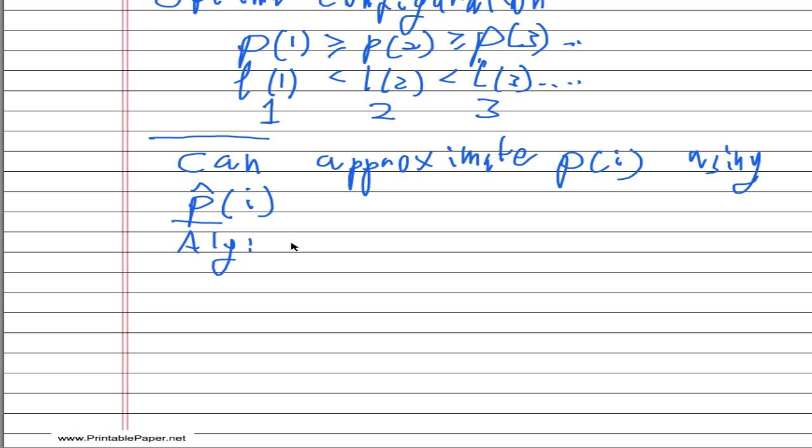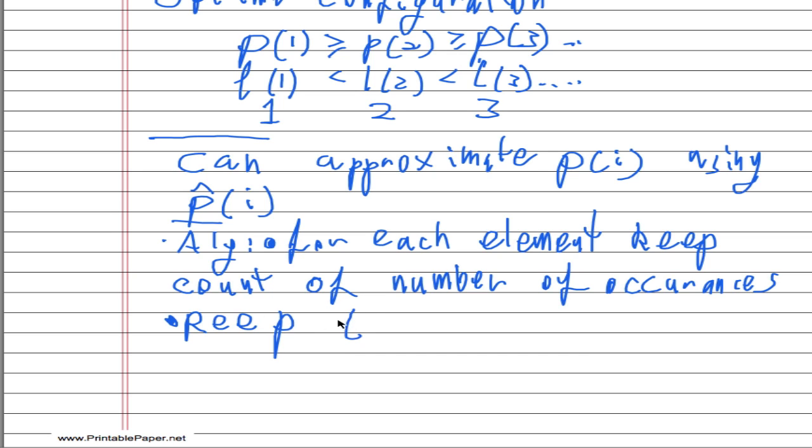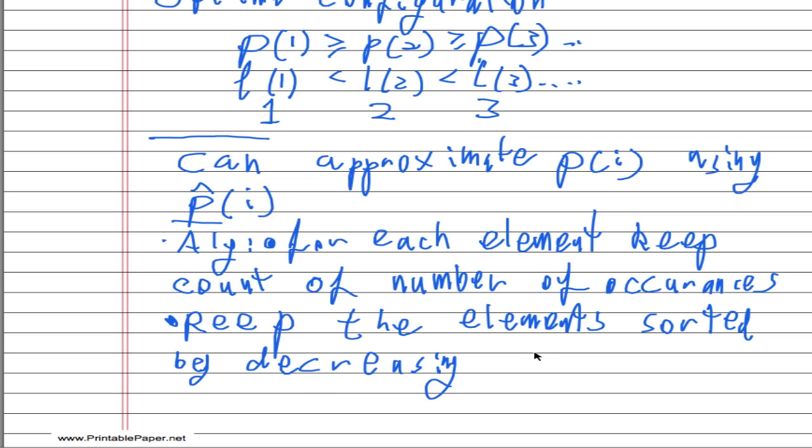The algorithm is: for each element, keep a count of the number of occurrences, and that's the second thing, keep the elements sorted by decreasing counts.